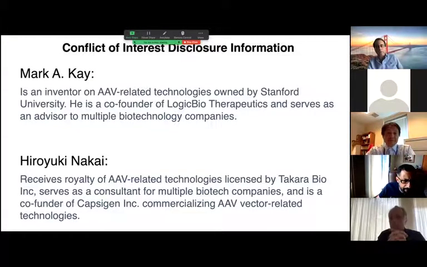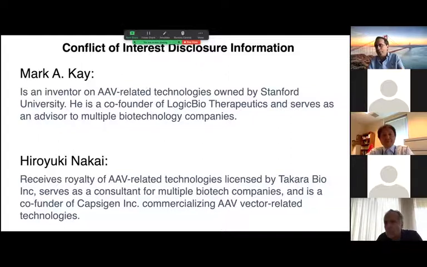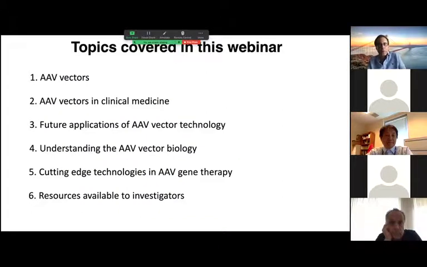So here's a conflict of interest disclosure slide for both myself and Nakai. I'm fortunate that a lot of my knowledge in AAV started when Nakai was actually a postdoc in my lab many years ago, and now he's gone on and done tremendous work at Oregon Health Sciences. What we plan to try to cover here, and I'll spend the first 30 minutes or so going through a number of topics, and then Nakai will present some of the latest cutting edge technologies and also discuss the resources available to investigators.